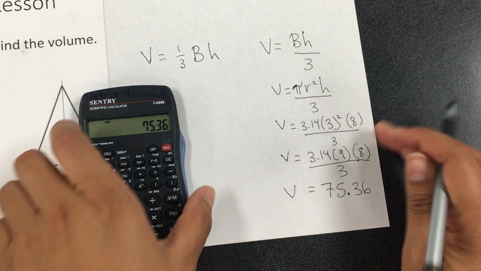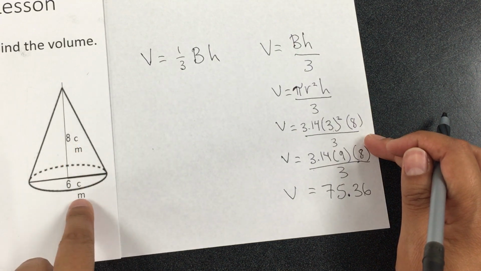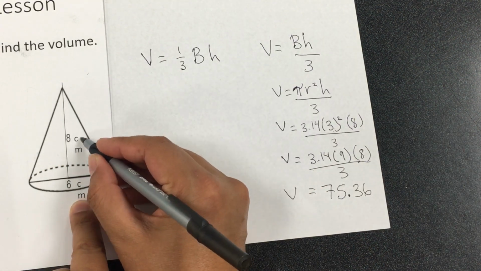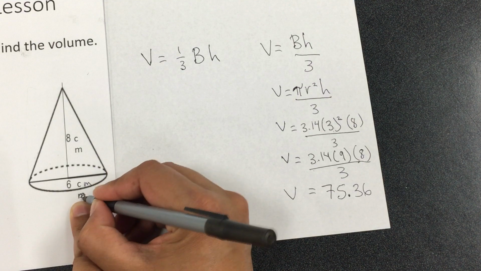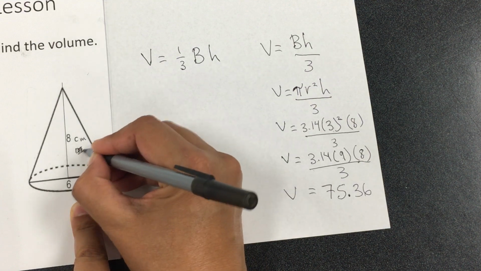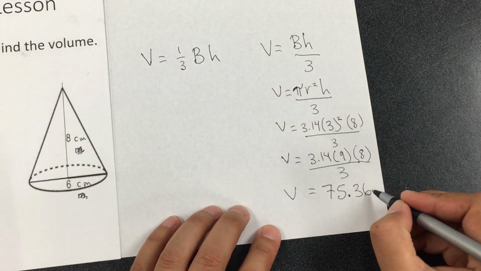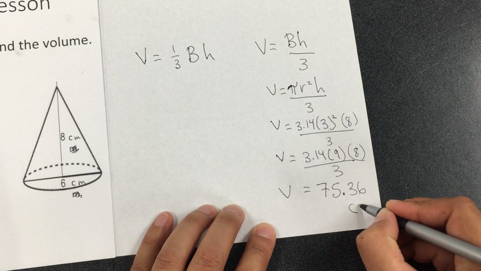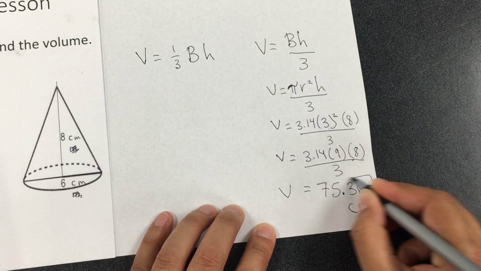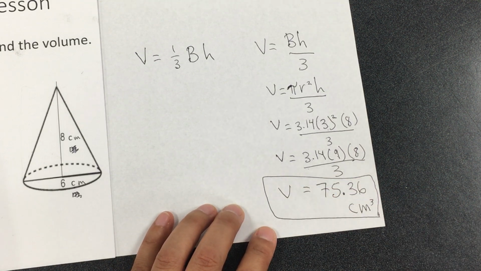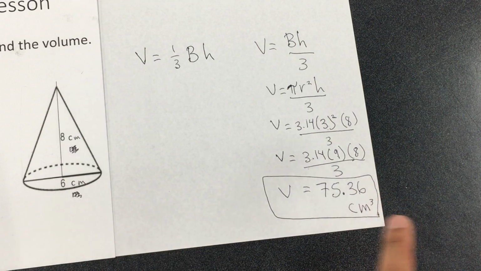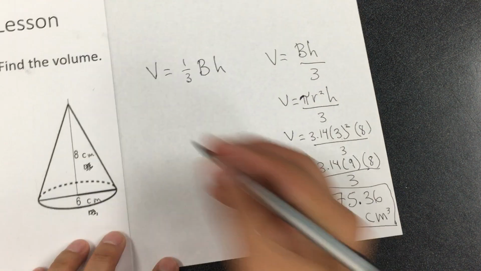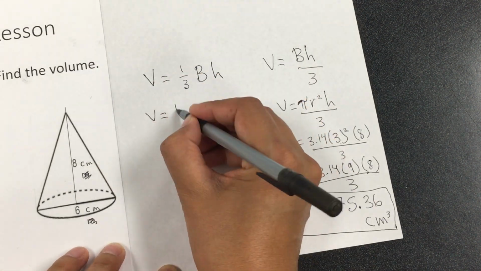And so the answer is 75.36. We look at the unit of measurement. Oops, this is supposed to be centimeters. I guess the computer just brought it down here. Okay, so the unit of measurement is going to be cubic centimeters. Cubic because it's 3-dimensional. Okay, let's go back to this one and you will see that the answer is going to be the same.